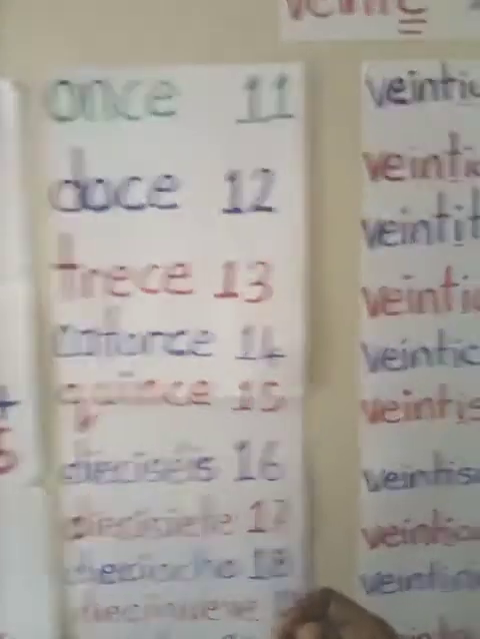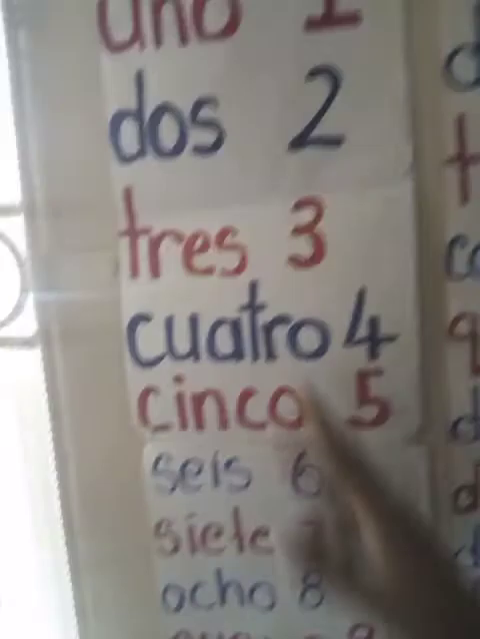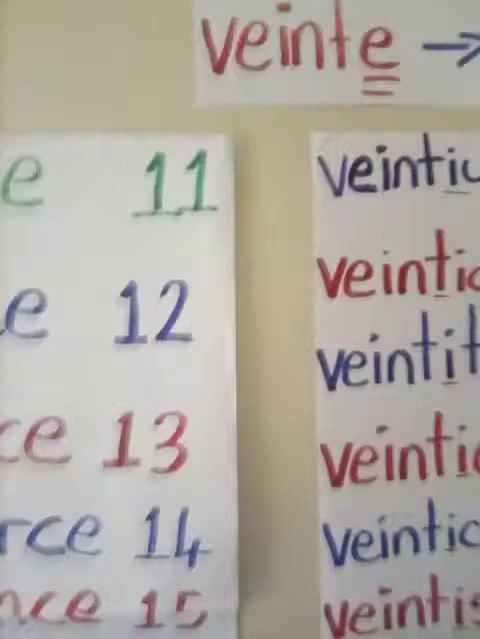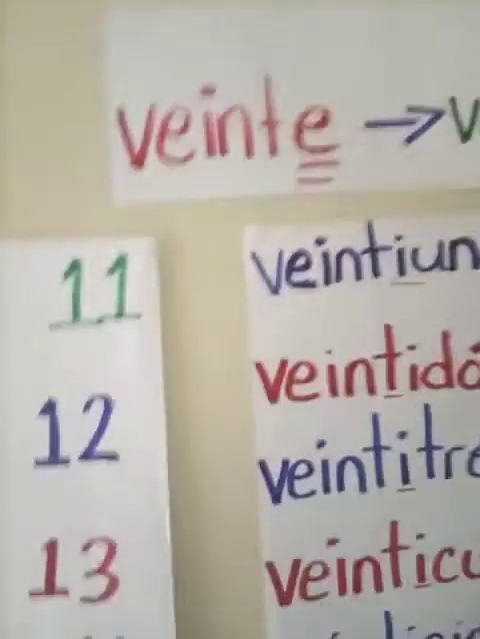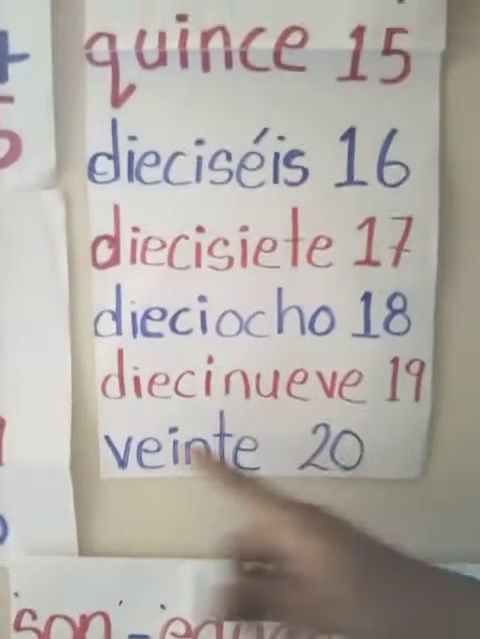Alright, now as you can see, numbers 21 to 29 are formed a bit differently from the other numbers that we have here. You also notice that it's a combination of some numbers and these numbers over here, along with this word over here. However, let me break it down for you. Now the word 20 in Spanish is veinte.